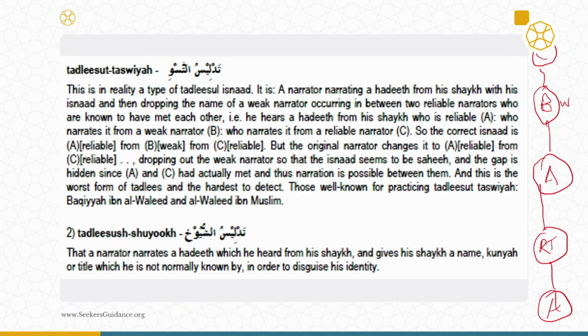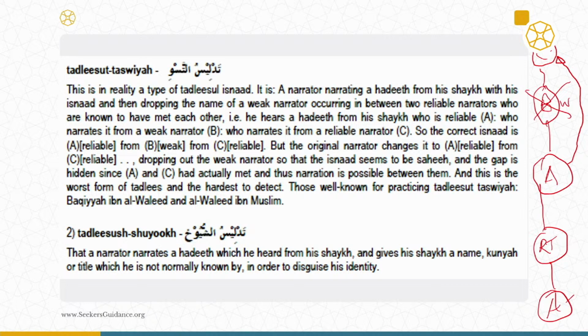So if you have a phenomenon where this transmitter A omits B from his transmission and simply mentions C, now the isnad would read, this would be our author. So the author says, Haddathana RT, Haddathana A, and he would say, Qala C, which means that he's omitting this narrator entirely. This is called tadlisu taswiya, right? This is called tadlisu at-taswiya.